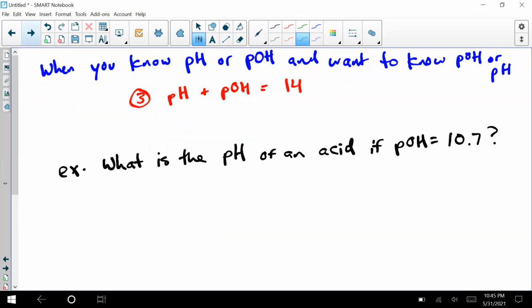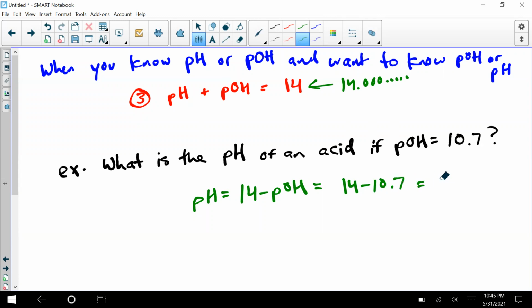When you know the pH or pOH and want to know pOH or pH, so essentially when you know one but want to know the other, you're simply going to use this one, the simplest of the formulas. Now this 14 is a perfect 14, like 14.0000 and so on, so don't cut it off to whole numbers. For example, what's the pH of an acid if pOH equals 10.7? If we want to solve for pH, pH is going to equal 14 minus pOH, which gives us 14 minus 10.7, which is going to be what, 3.3? Just confirm. It'd be embarrassing to get that wrong. Yeah, 3.3. That's my pH.